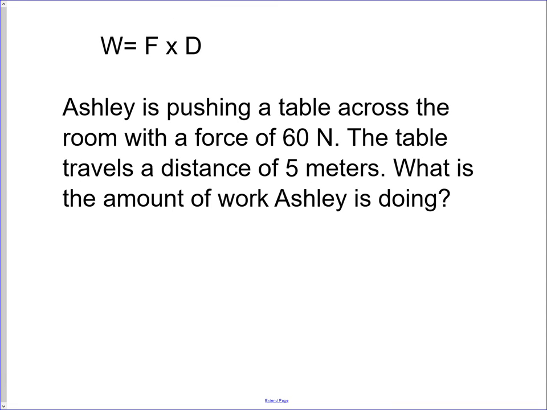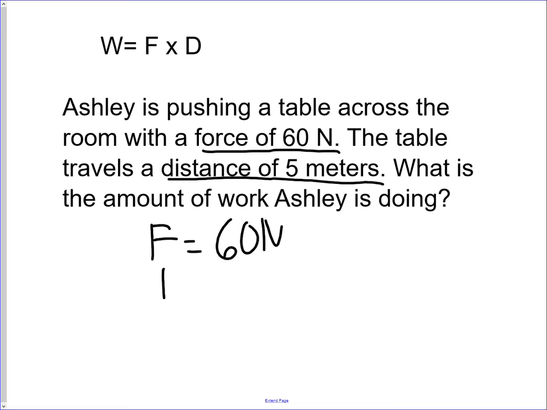Let's take a look at our last problem here. Ashley is pushing a table across the room with a force of 60 newtons. The table travels a distance of 5 meters. What is the amount of work Ashley is doing? Again, we're going to identify our numbers in the problem. We have a force of 60 newtons, and we also have a distance of 5 meters. So our F would be 60 newtons. Our D would be 5 meters.